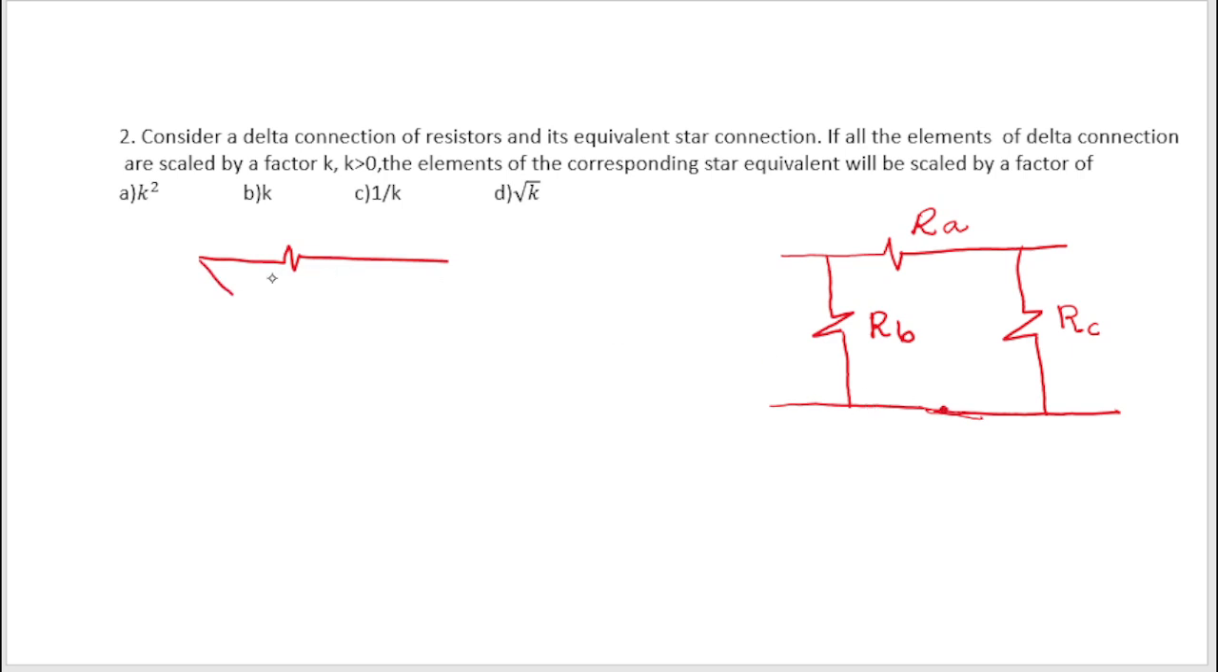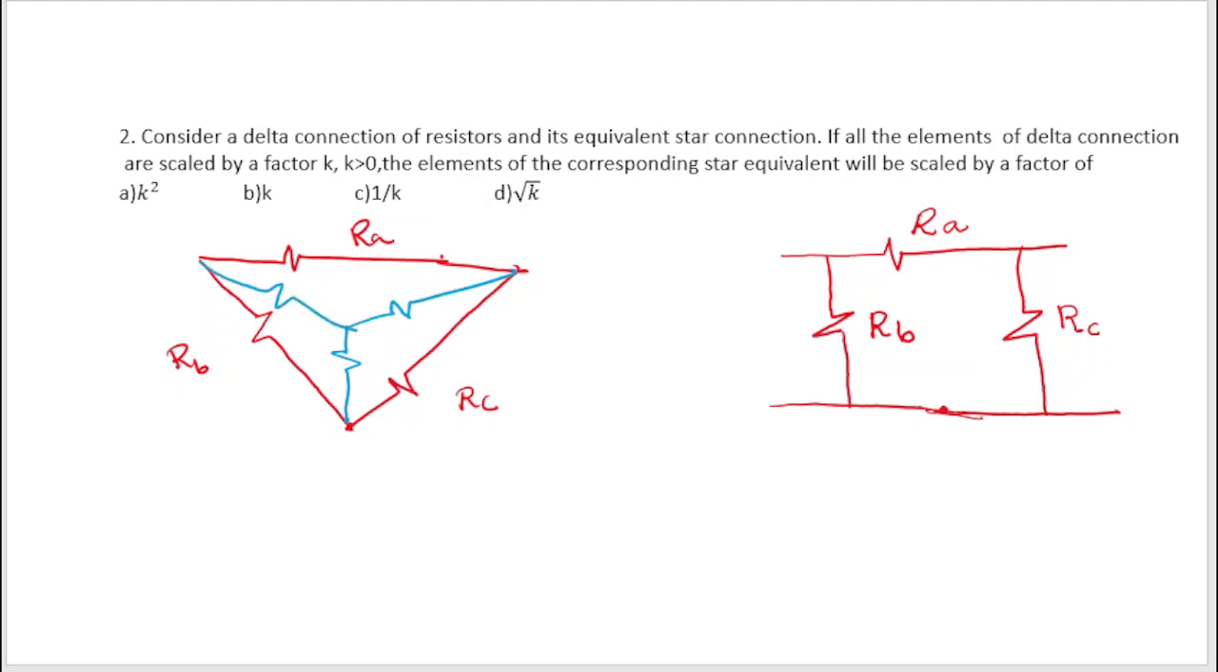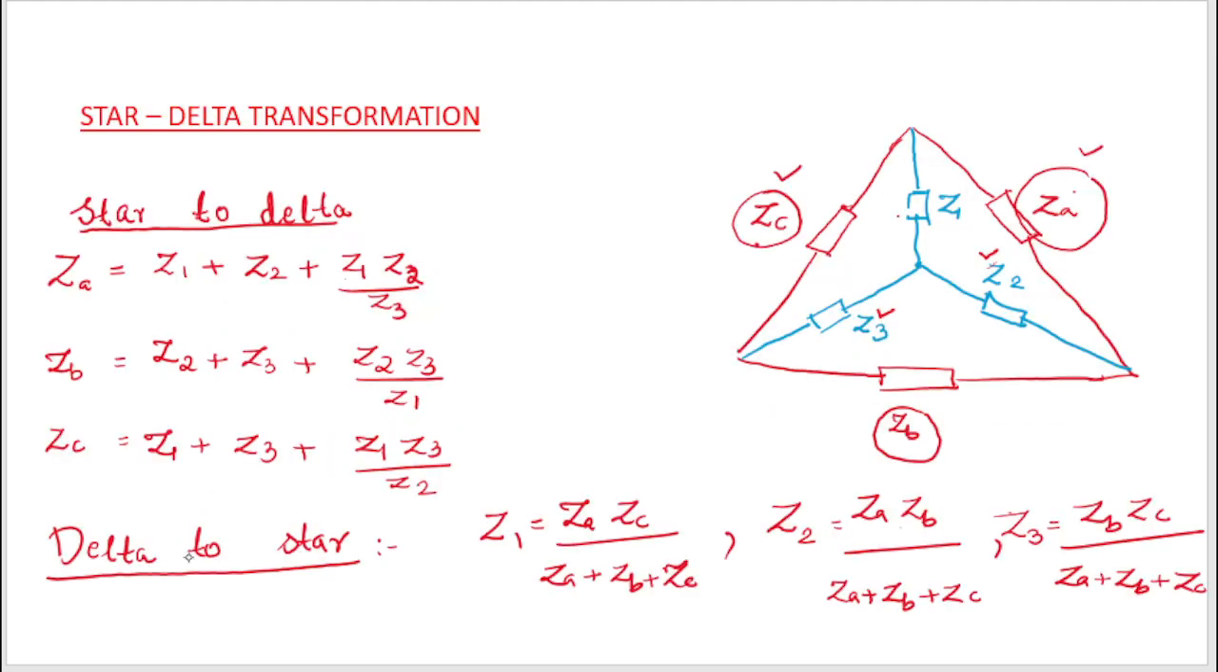This is the common point. This is the delta circuit, RA, RB and RC. Now we will draw the equivalent star circuit. This is R1, the second element is R2 and the third element will be R3. So what will be R1? How do we find R1? In the last class we discussed delta to star connection.